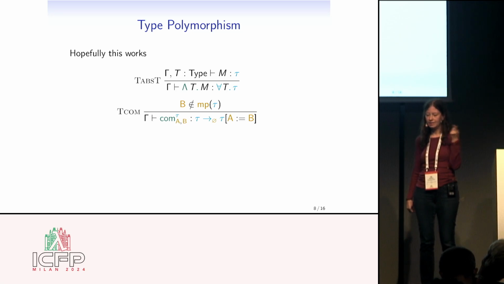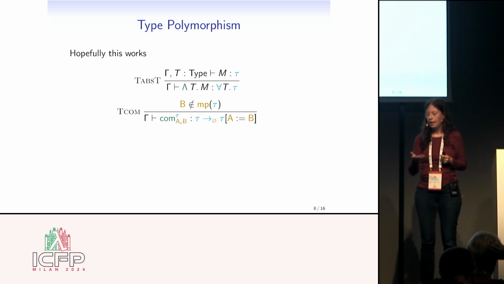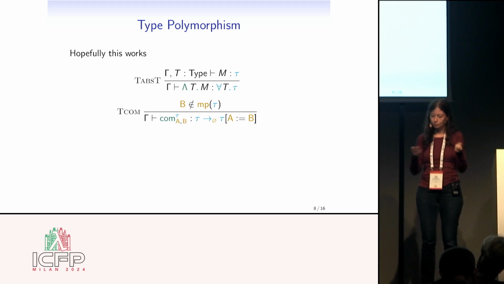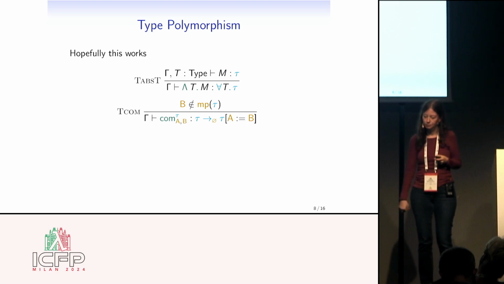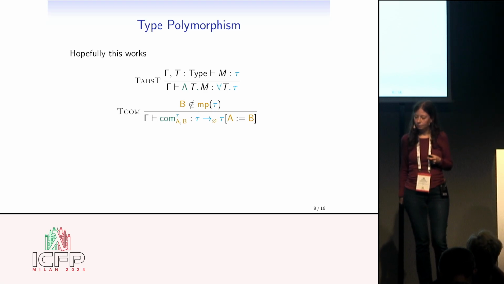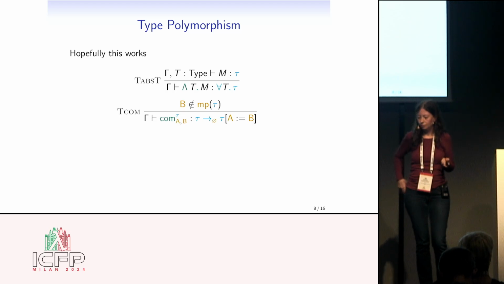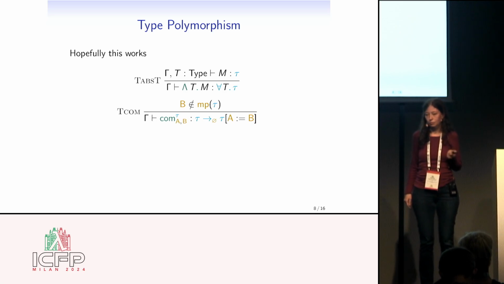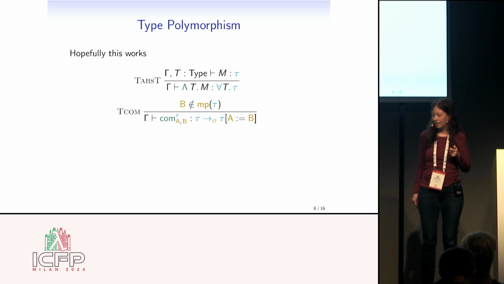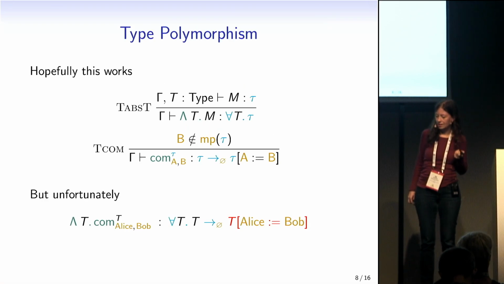the type we're communicating can't already be located at the receiver, so B is not in the mentioned processes of tau, but otherwise, since we're now sending distributed values, we can have anything in tau. And then we just do a substitution on all instances of A to get the new type. So we thought this was going to work. We made the minimum example of combining these, and we immediately ran into a problem.